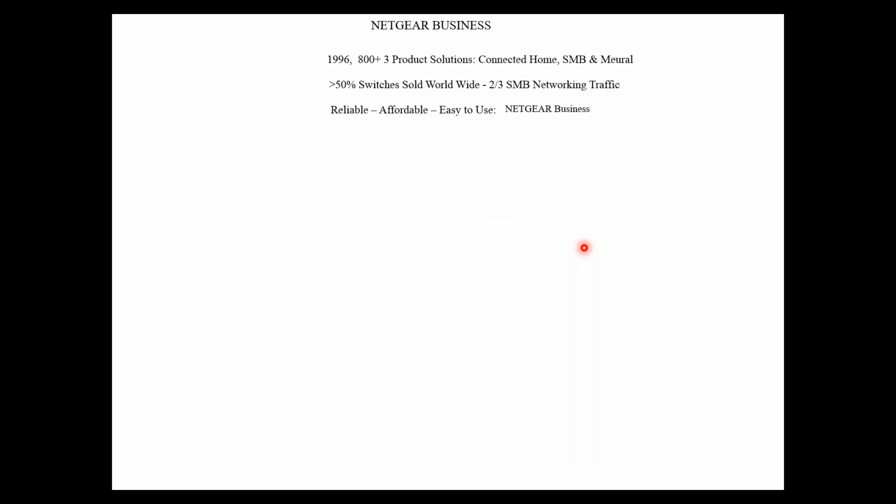But before we get into that, let's go over some fun things to know about NETGEAR. We were founded in '96. We have over 800 products across 3 categories. Most people know us for our home products, right? Almost everybody I know, even before working with NETGEAR, has a NETGEAR router. I know I did. But we're very well versed in the home and also very well versed in the SMB.